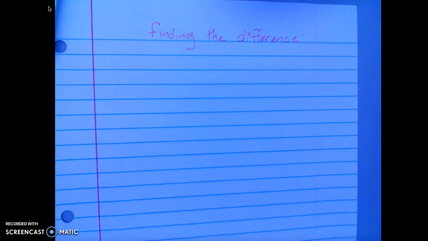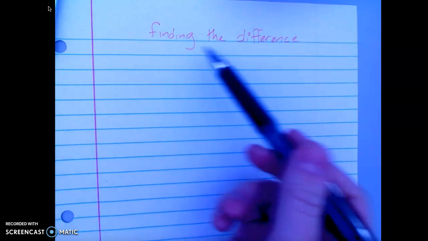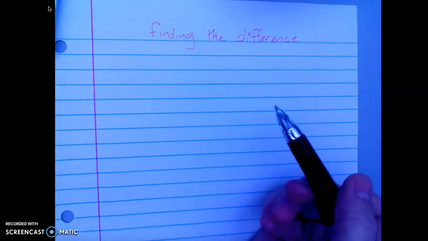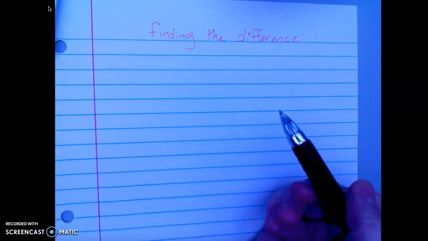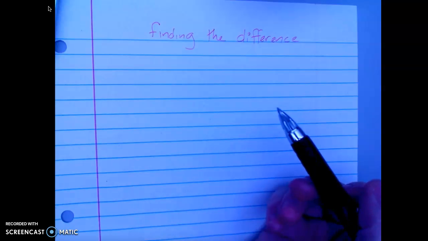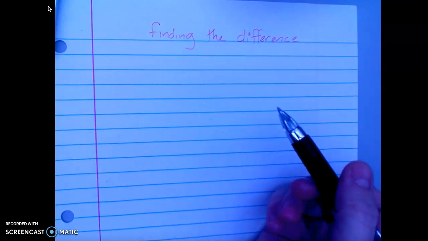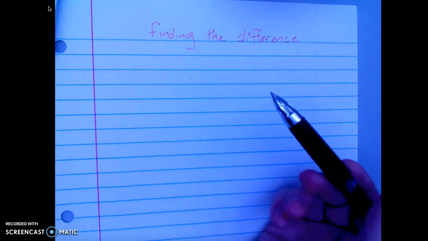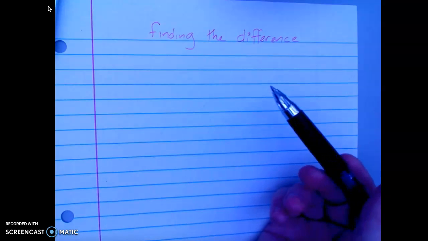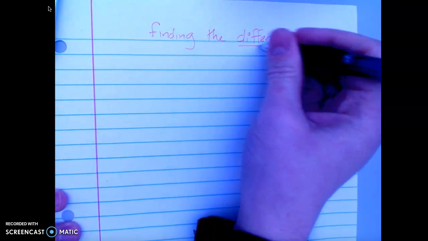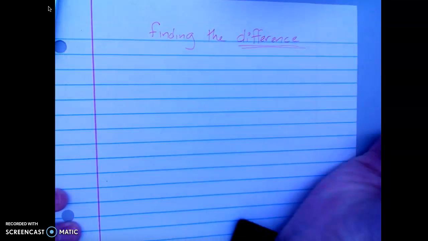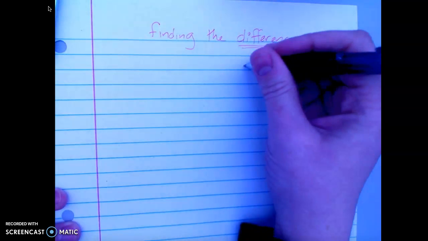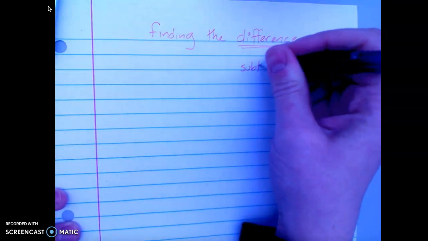Hello, class. Today we're going to talk about finding the difference. Sometimes when we're working with numbers, we want to know how they are compared to each other, right? How much more? How much less? What's the difference between the two of them? Okay? Now, the word difference is a buzzword in a math class. Whenever you see this word, you need to think subtraction.